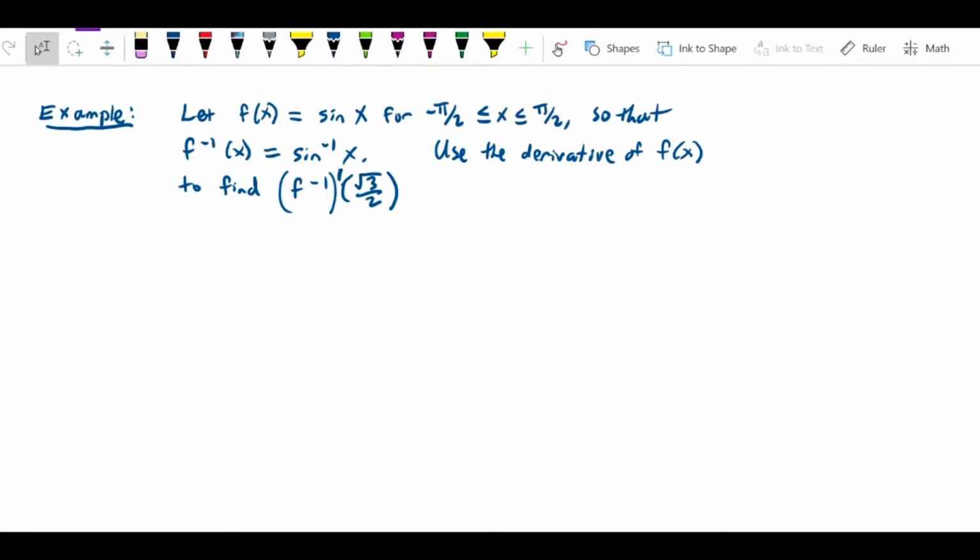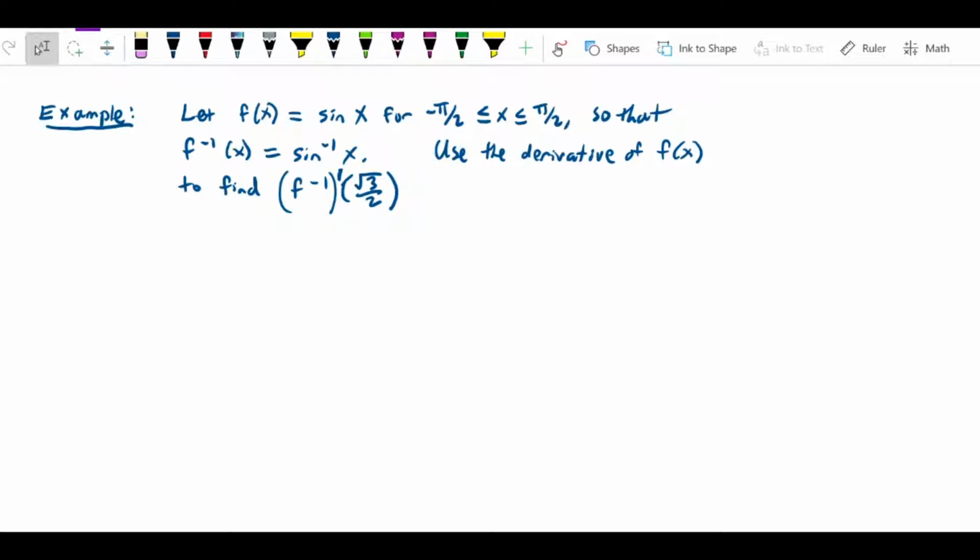Let's do an example involving what we know about derivatives of inverse functions that makes use of inverse trig functions. A couple of examples from now, we're going to be talking more about inverse trig functions. Let's get started now, since those are fairly important functions in calculus.